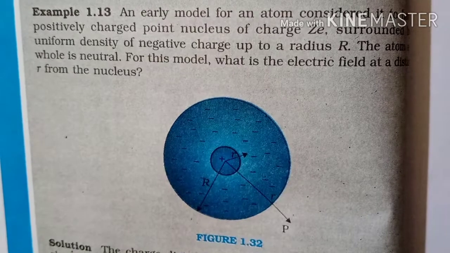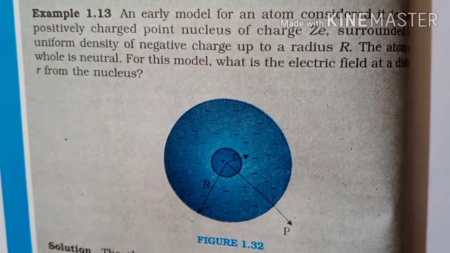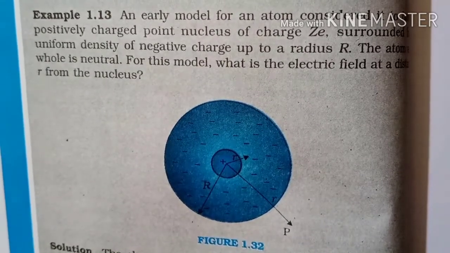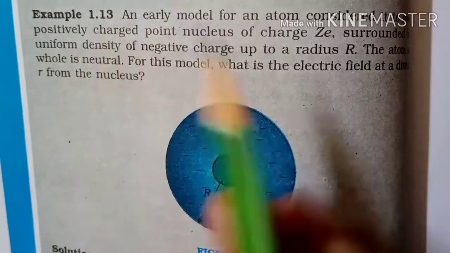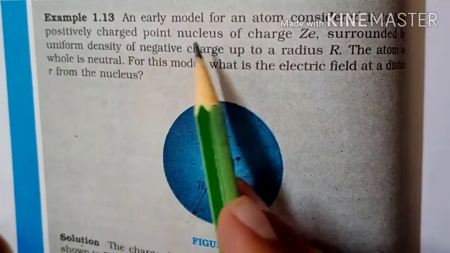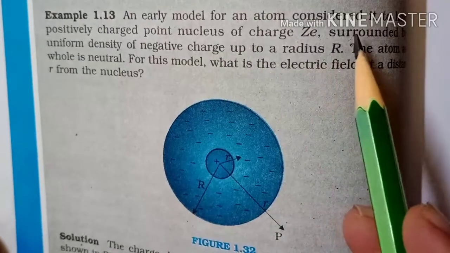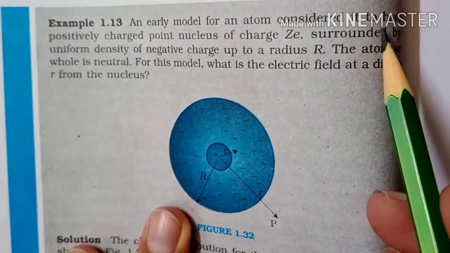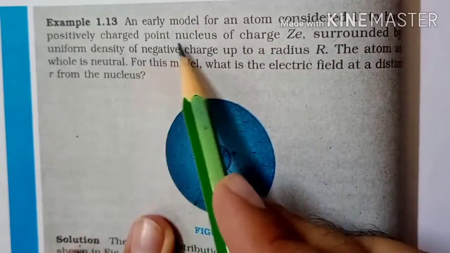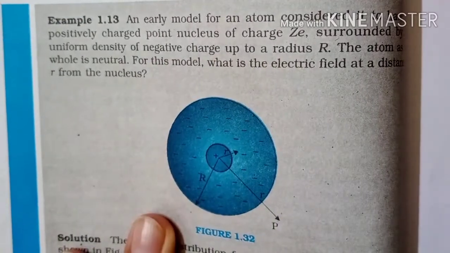Dear students, today we will solve some examples and numericals related to Gauss's law. First, example 1.13. An early model for an atom considered it to have a positively charged point nucleus of charge Ze.